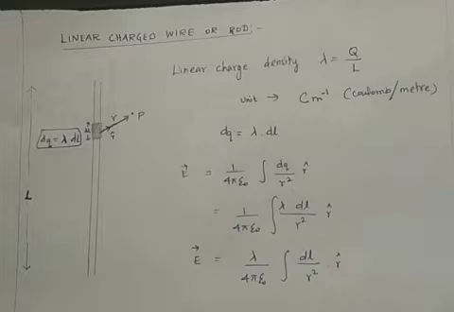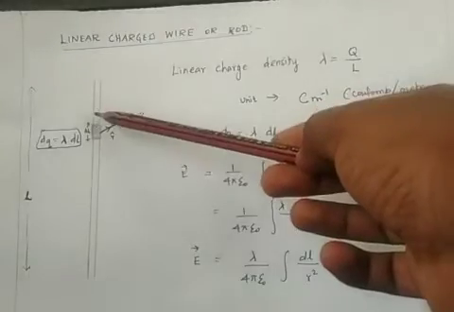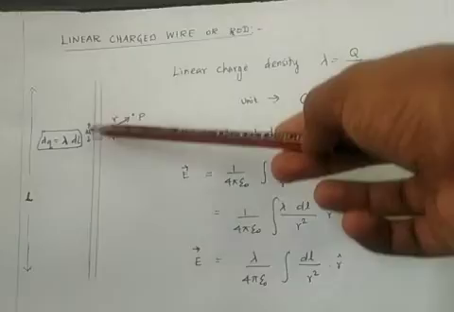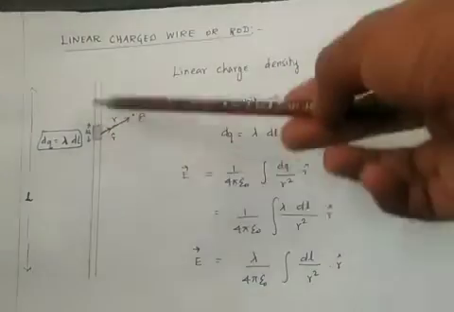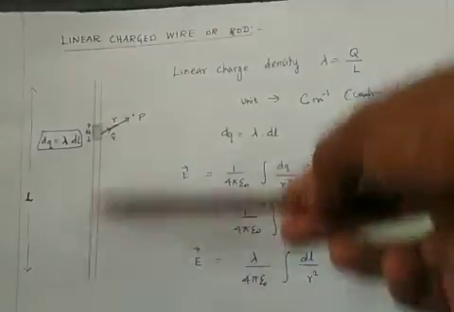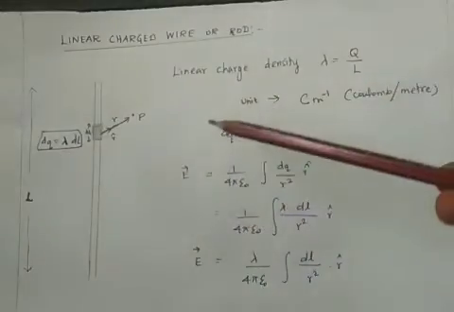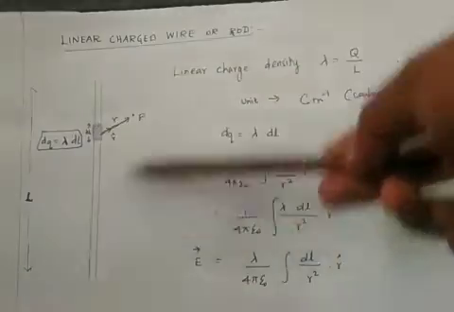For that, linear charge density is introduced here. Before discussing it, let us consider a charged wire or rod. It contains q amount of electric charge distributed fully in this linear charged wire. The total length of the wire is taken as capital L. So what is charge density? Linear charge density means the amount of charge per unit length.